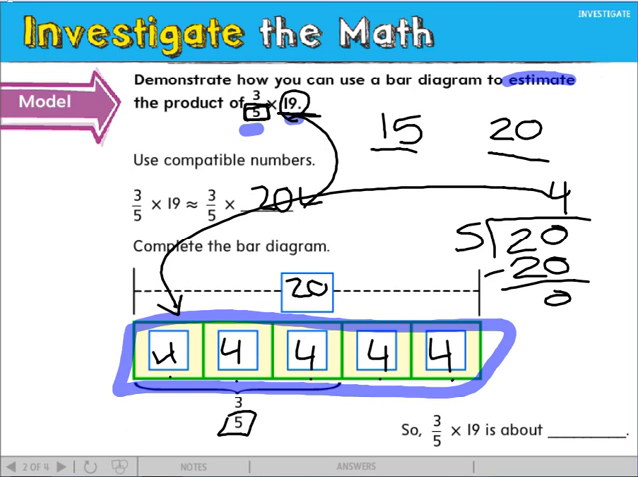Now, how many of those boxes am I going to use for my answer? 3. My numerator is 3. So 3 of these boxes make up my answer. So 3 4s is 12. Okay? This is last night's homework, but with estimate, with rounding.